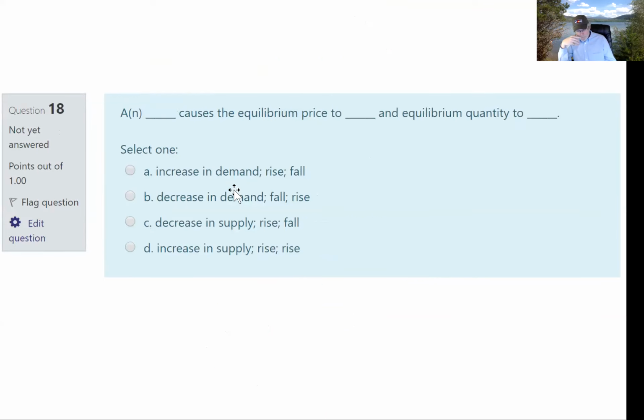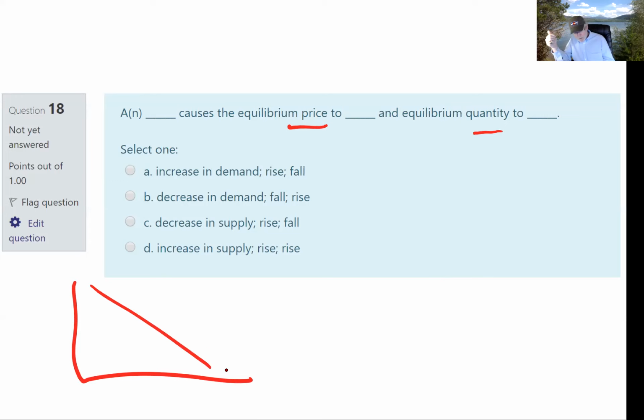Number 18, a blank causes the equilibrium price to something and the quantity to something. Okay, so here you're going to have to look at each one of these. And notice each option has to do with what's happening to the price and what's happening to the quantity. Look at A. Just work through each one of these and see, is it right? Don't look for something that looks plausible. Work through it. Okay? Work through every option and see which one is correct.